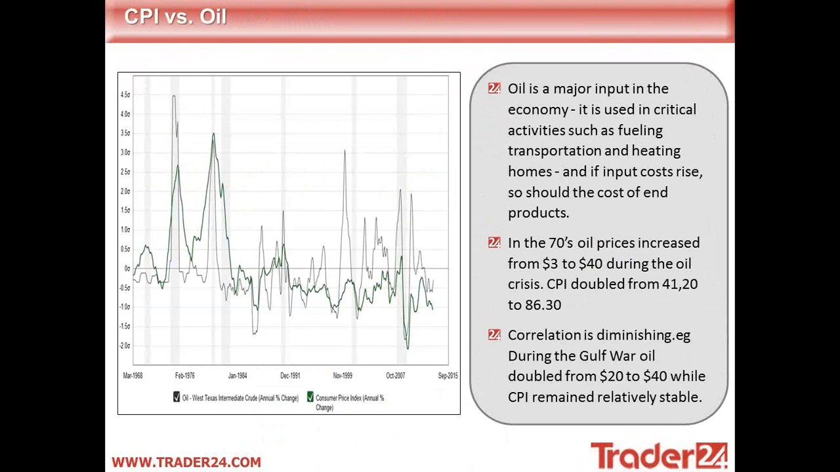Then going into another example, during the Gulf War, what you saw was the correlation diminishing. During the Gulf War, oil doubled from $20 to $40 a barrel, while CPI remained relatively stable. So the correlation is slightly diminishing there. I'm not quite sure why at this point in time, quite honestly. But you do want to keep an eye out on oil, as I've already mentioned, because it's so critical to the economy in terms of the various activities that it is used for.